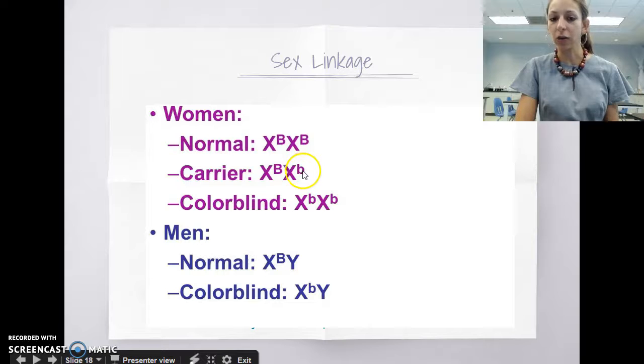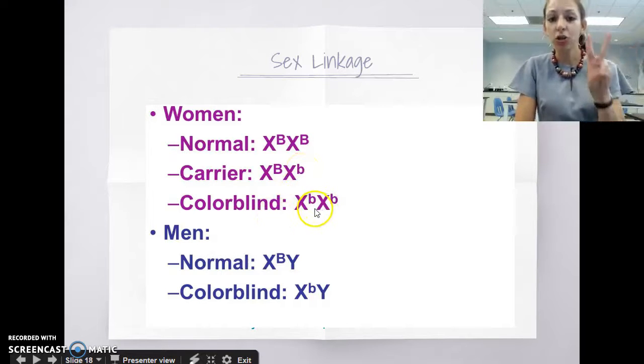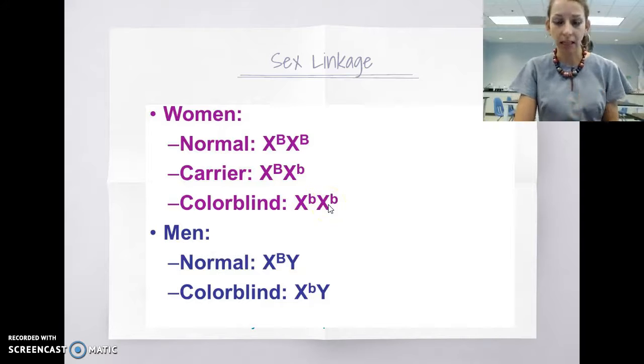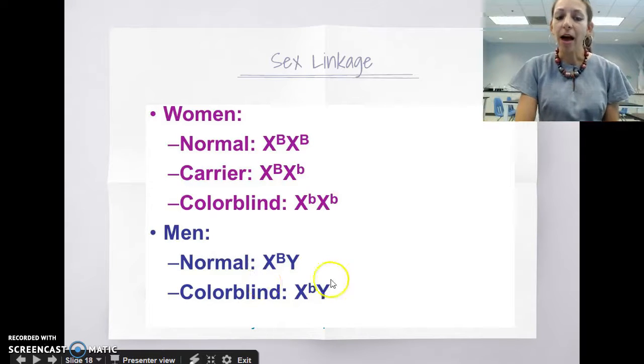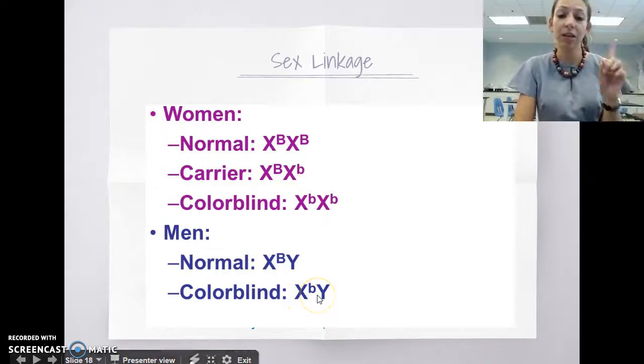The little b is the trait, the mutant allele for colorblindness. In order for her to be colorblind, she needs 2 copies of that mutant allele, those 2 little b's. So it's rarer for women to have X-linked or sex-linked disorders, especially if the gene is recessive, which generally it is. Men, however, have a higher instance of these sex-linked traits showing up as actual disorders in them because they only need 1 copy of that gene in order to display the trait.